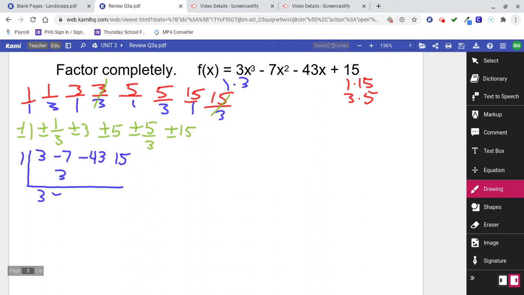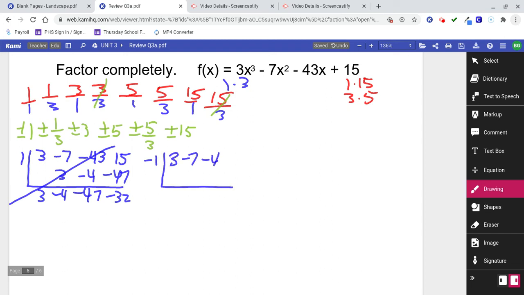Add down and multiply, add down and multiply. And I can tell right now it's not going to work. So really, as soon as you can see it's not going to work, you can jump ship and try something else. Unless I messed up there. So I try -1. Add down and multiply, add down and multiply. I can tell right now it's not going to work. A lot of the times you can tell pretty quickly if something's not going to work.